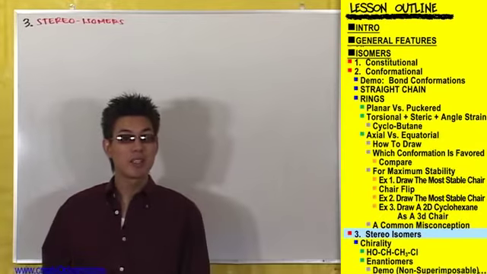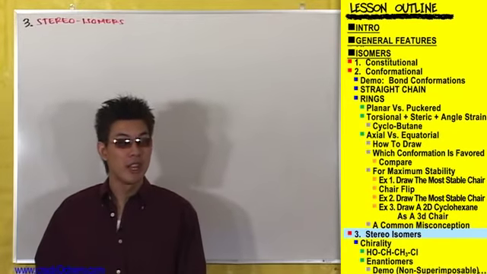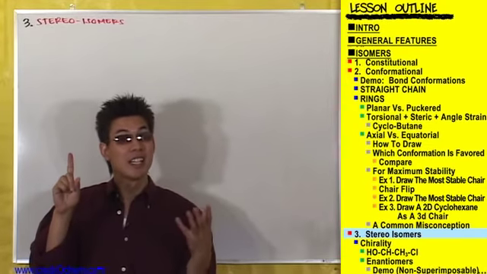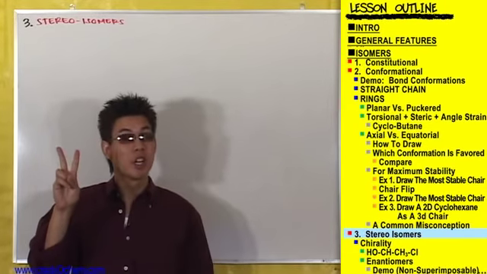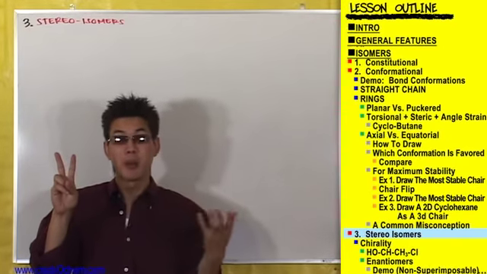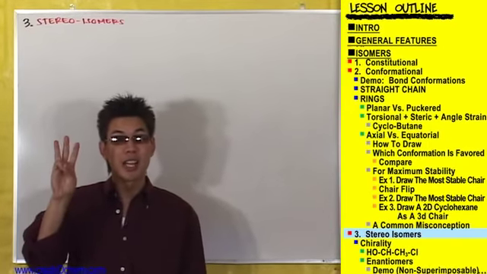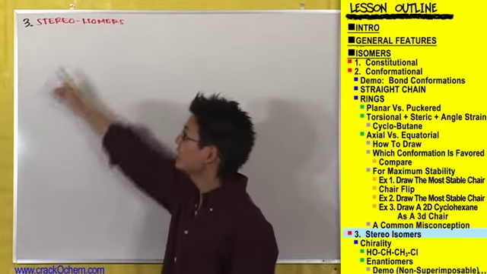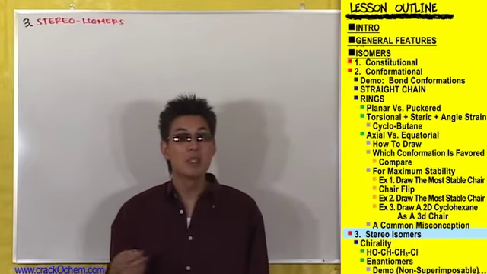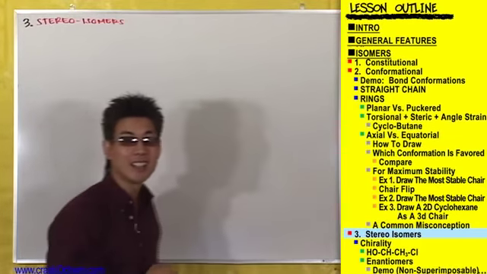Okay, so we've been talking about the three different types of isomers you can have. The first type was constitutional isomers, and these differed in connectivity. The second type was conformational isomers, and these differed in their bond conformations, how their bonds were oriented. Our third and last type of isomer is known as a stereoisomer, and these are going to differ in the spatial arrangement of their atoms. So let's go ahead and write that down.